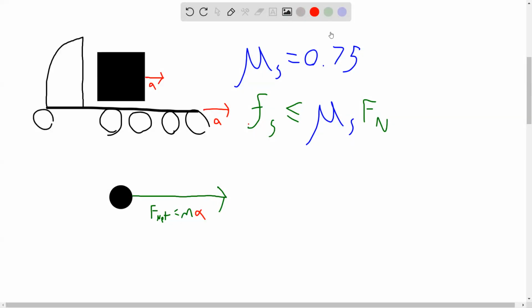So here, the net force will also be equal to the force of static friction. Force net is equal to force of static friction, which is equal to ma, but it's also equal to the coefficient of static friction times the normal force. Now, the force of static friction is less than or equal to this, but we're talking about the maximum acceleration, maximum net force, so maximal force of static friction, and therefore it's equal to mu s Fn.